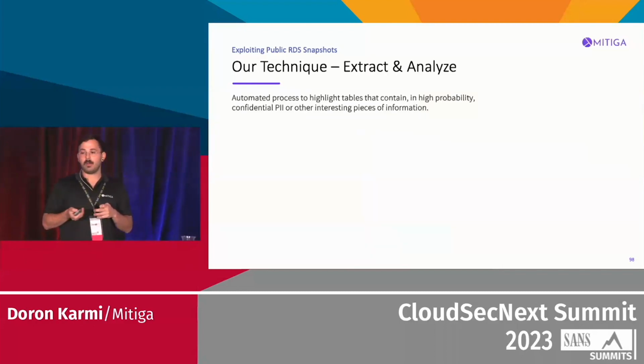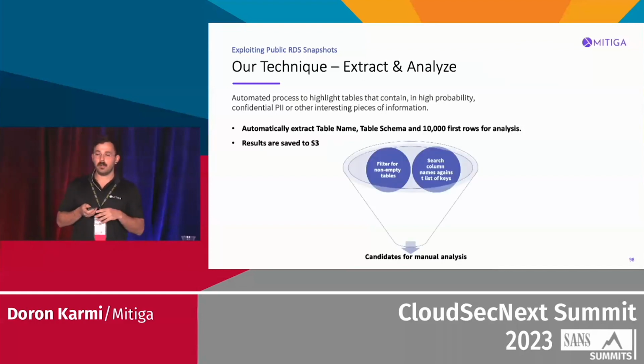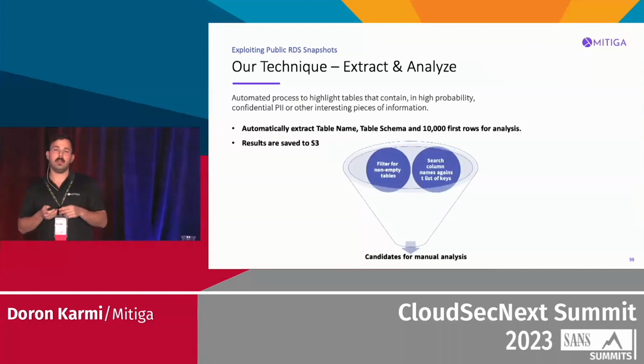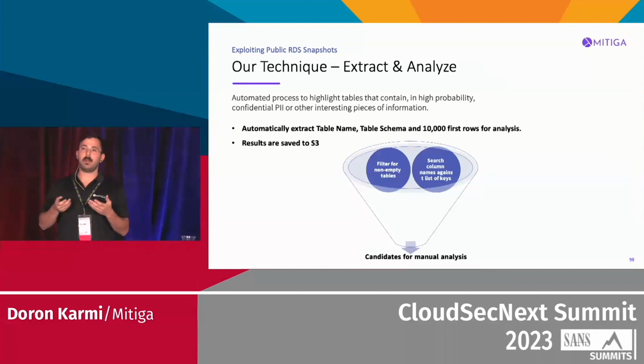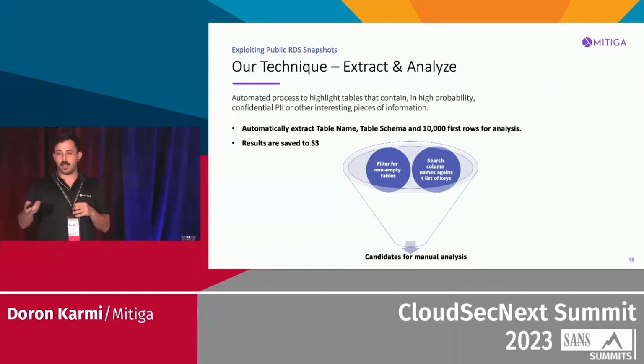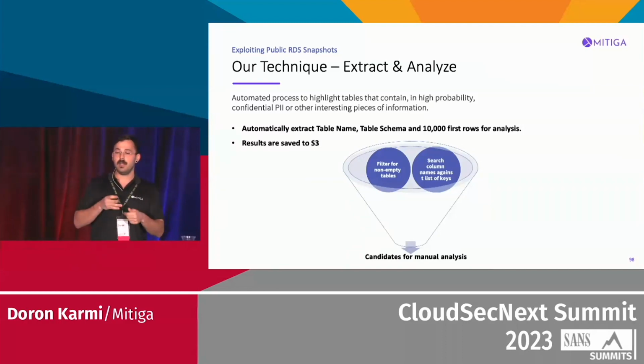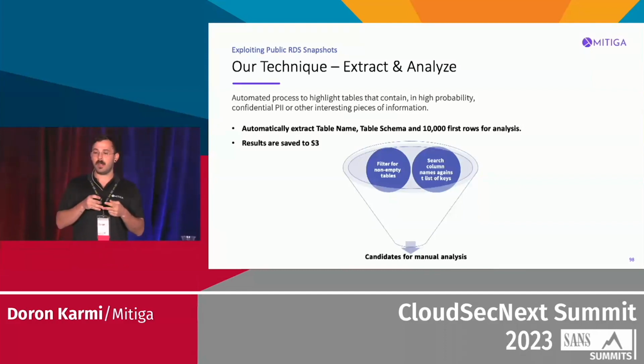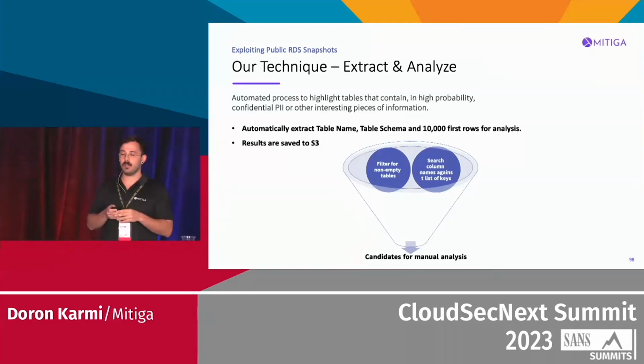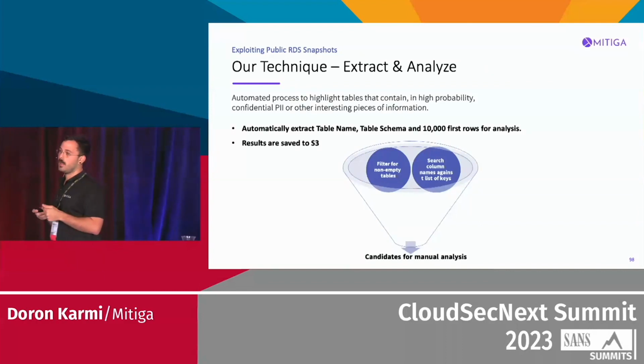A little bit more about what we do in the extract and analyze part. As we said, we use an automated process that helps us highlight those DBs and tables that are important for further analysis. We extract the first 10,000 rows from each table, which gives us a sense of what there is in this table, the name of the columns, which is the table schema, and the table name. We store it in S3, and then we filter out the ones that are not important for us. To do so, we filter empty tables.